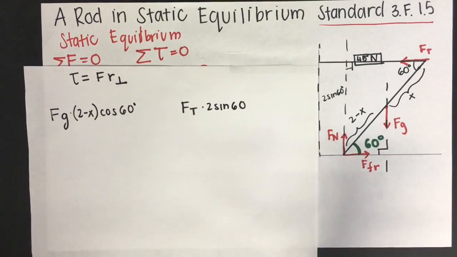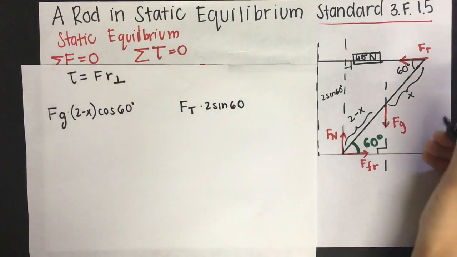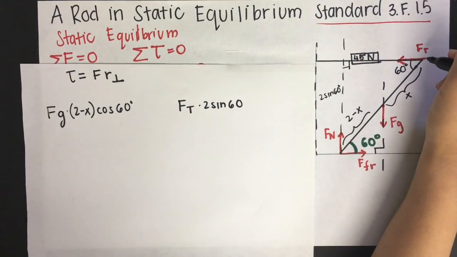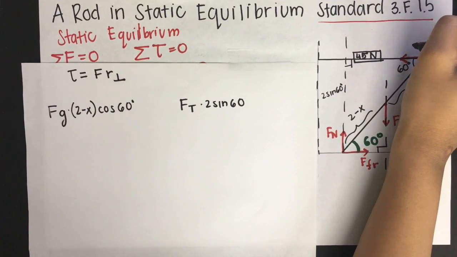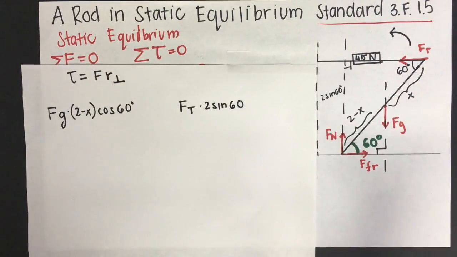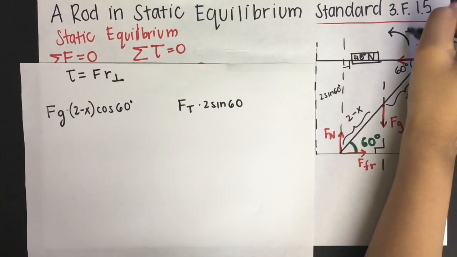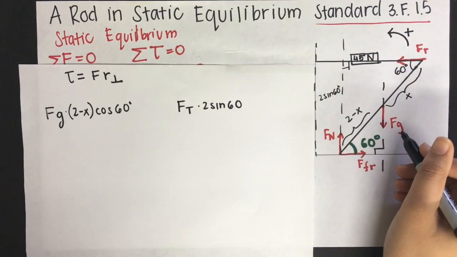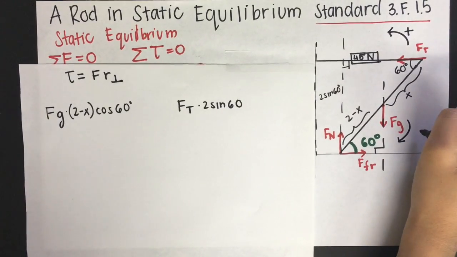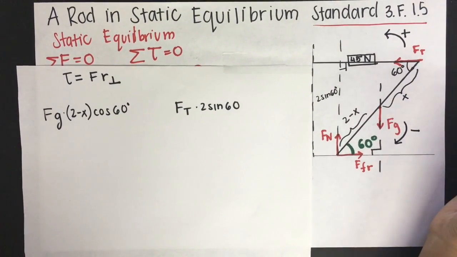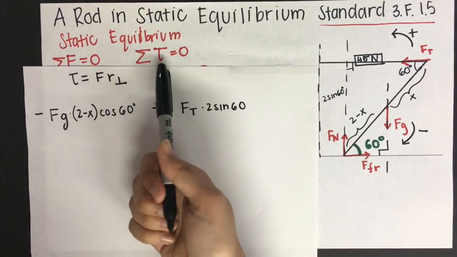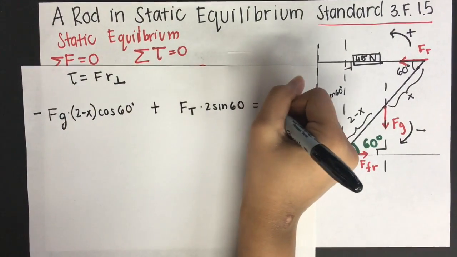Now we have to look at the directions to find out the signs. So we know that this force of tension causes the rod to move in a counterclockwise direction. A counterclockwise direction is taken as positive by convention. The force of gravity causes the rod to move in a clockwise direction, which is by convention taken as negative. So then we can just put the signs in. And as I said before, the net torque has to be equal to 0, so just set this equation equal to 0.